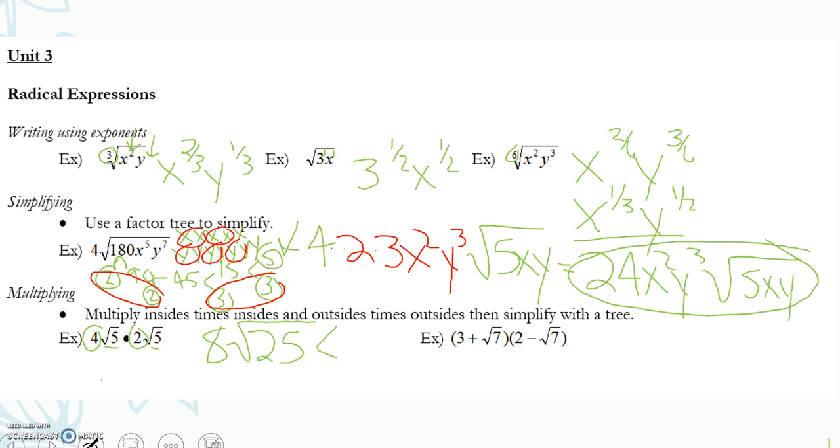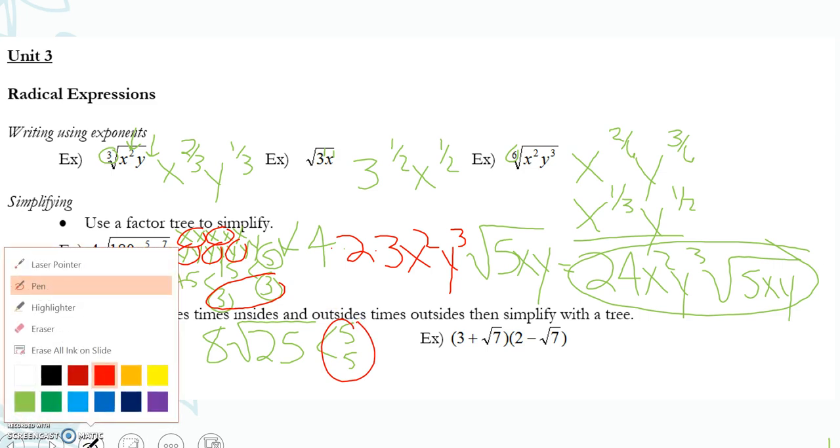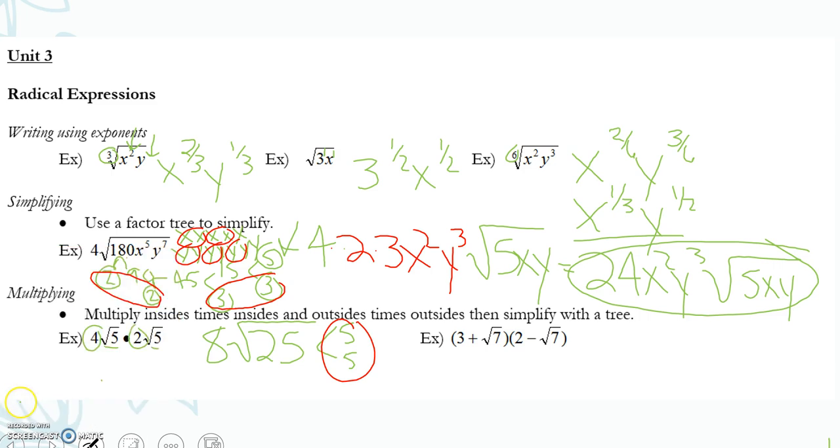Then I break down 25. 25 is not divisible by 2 or 3, but it is divisible by 5. It's 5 and 5. So that's my double right there. So then I take that 5 on the outside and I multiply by the 8. And I get 40. There is nothing left over underneath the radical, so 40 is my answer.